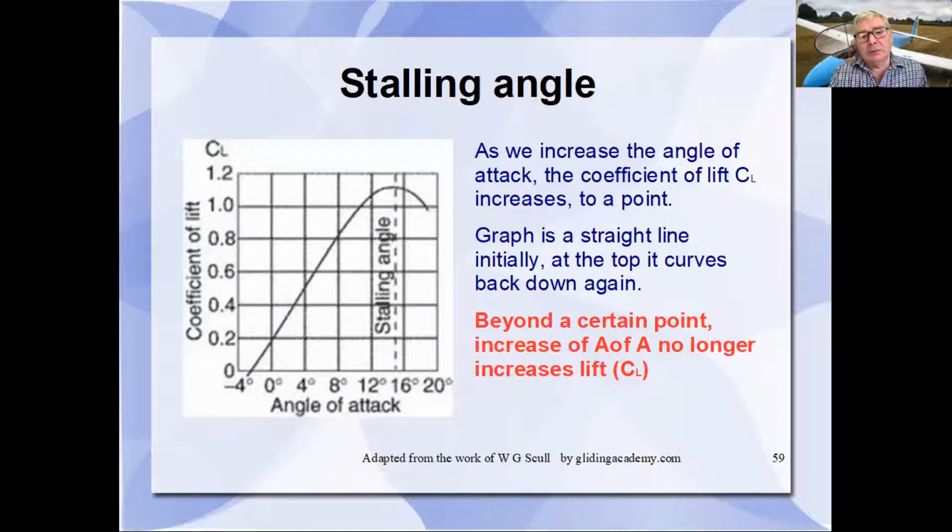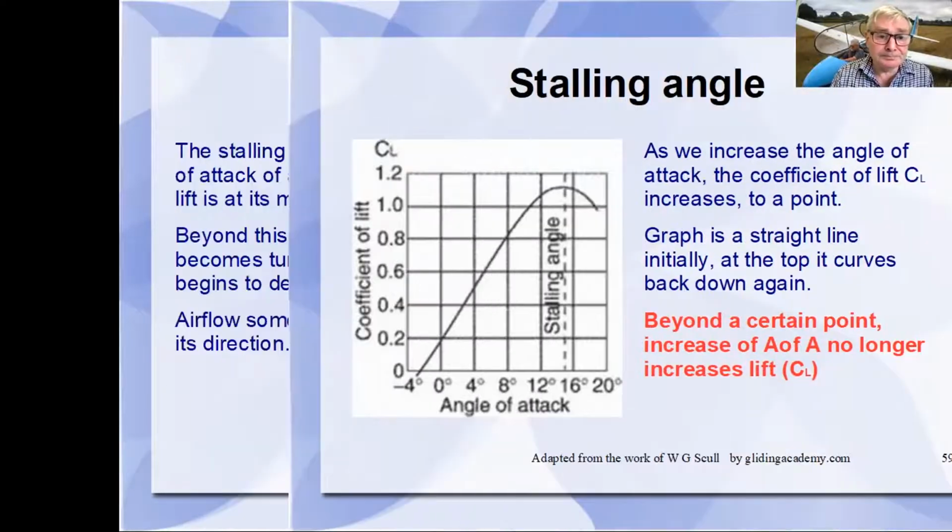So the stalling angle. We already know that if we increase the angle of attack, the coefficient of lift increases as well, and that's a straight line relationship. But that only goes on for so far, and there comes a point where increasing the angle of attack further, the lift isn't increased as well. And that's on the graph. That's the point at which it starts to curve back down again. So beyond a certain point, any increase in the angle of attack no longer increases the coefficient of lift.